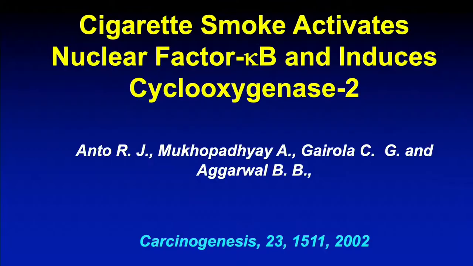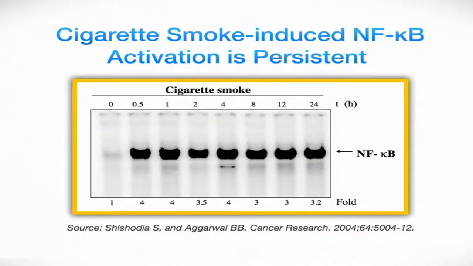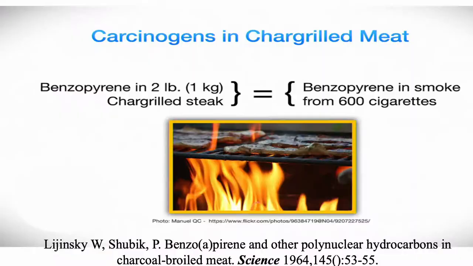Now, cigarette smoking is very inflammatory. In this other study, somebody smoked just one cigarette and the inflammation lasted for more than a day. You may be saying, but doctor, I don't smoke. Well, congratulations that you don't smoke, but don't you do this? Eating 2 pounds or 1 kilogram of char-grilled steak is equivalent to smoking 600 cigarettes. Tremendous inflammatory response as a result of eating the wrong types of foods.